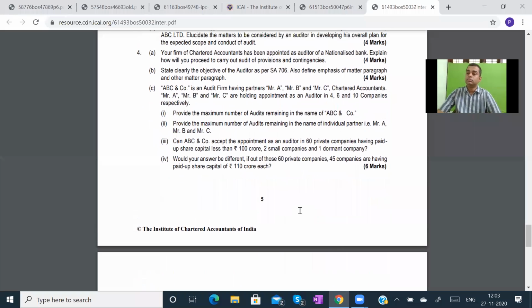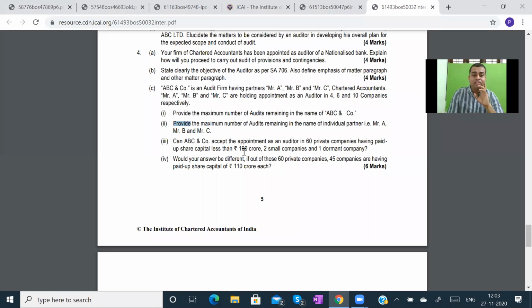Next. Read for CMA. ABC and Company is an audit firm having partners Mr. A, Mr. B, and Mr. C, chartered accountants. Mr. A, Mr. B, and Mr. C are holding appointment as an auditor in 4, 6, and 10 companies respectively. Okay. 1. Provide the maximum number of audits remaining in the name of ABC and Company. Tell me, how many total audits can be done by ABC and Company? Do you remember? 20 per partner. So 20 into 3 is 60. So 60 audits can be done.